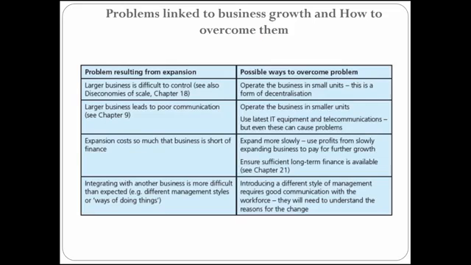Now the last point on this topic, the problems that are linked to business growth. Remember, we have a lot of problems, and we have a lot of possible ways to overcome the problems. Also they are easy to understand. So when I say, for example, large business, because of expansion the business will be large. Of course it will be difficult to control. So usually the solution is to have small units and try to divide your business into small units.